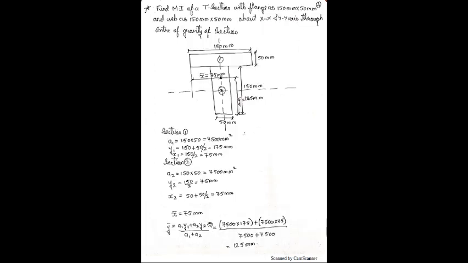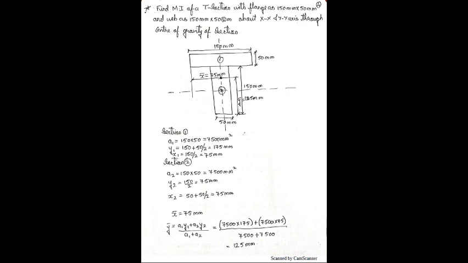Now let us find it for the y axis. The section is symmetric about the central axis, hence there is no need to multiply area into the distance squared. This will become 0. So MI for section 1 is equal to BD cube by 12. Now it is along the y axis. So if I take section 1, parallel to the y axis is 50. So this becomes b and this becomes d. So 50 into 150 cube by 12 is equal to so much.